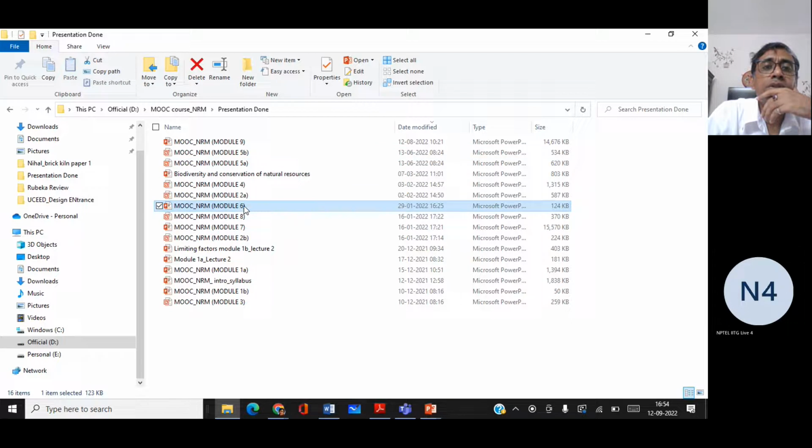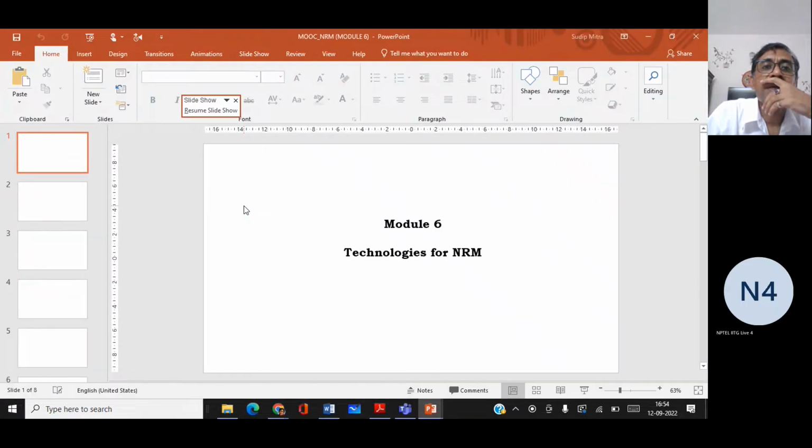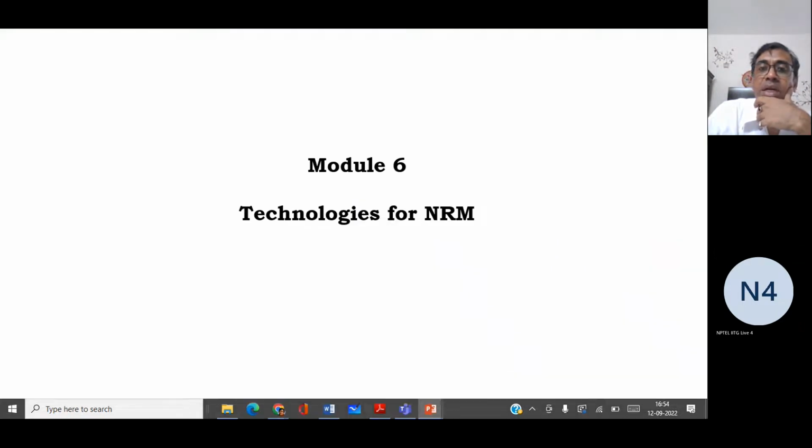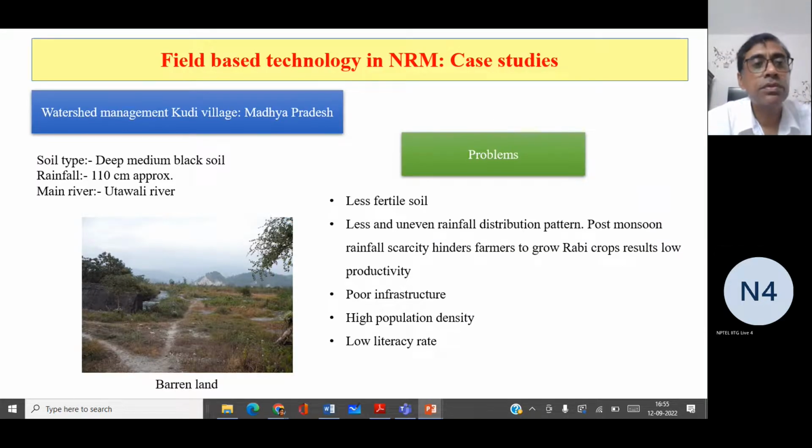Then we have gone into another aspect in the following week, and again, that's a very important topic, and that is technologies for natural resource management. So this part actually concentrated on the technological part. I'm sure that in this course there are many participants who are coming from an engineering background, so probably they could find some food for thought in this particular aspect.